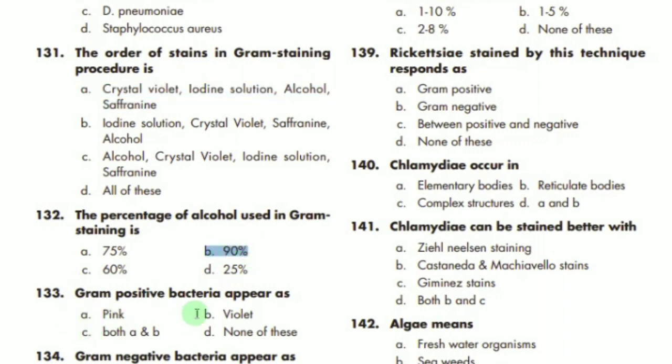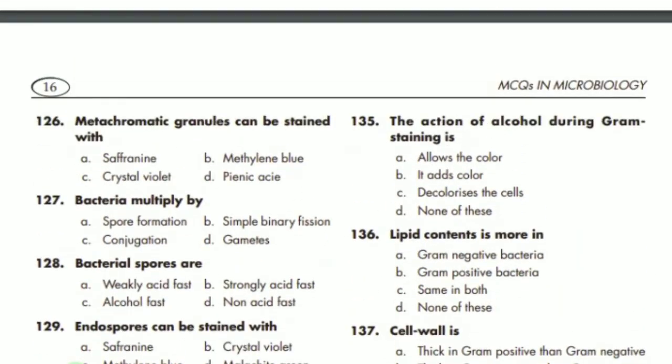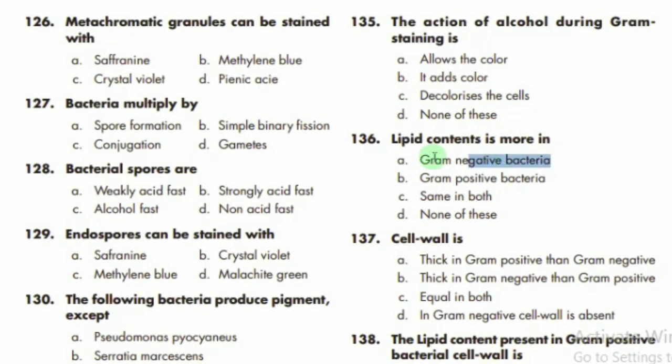Gram positive bacteria appear as, so it is appear as violet color. B is the correct option. Gram negative bacteria appear as, so it is pink. A is the correct option. The action of alcohol during gram staining is, so decolorize the cell. C is the correct option. 136 MCQ says that lipid content is more in the gram negative bacteria. A is the correct option. Cell wall is thick in gram positive but thin in gram negative. A is the correct option.